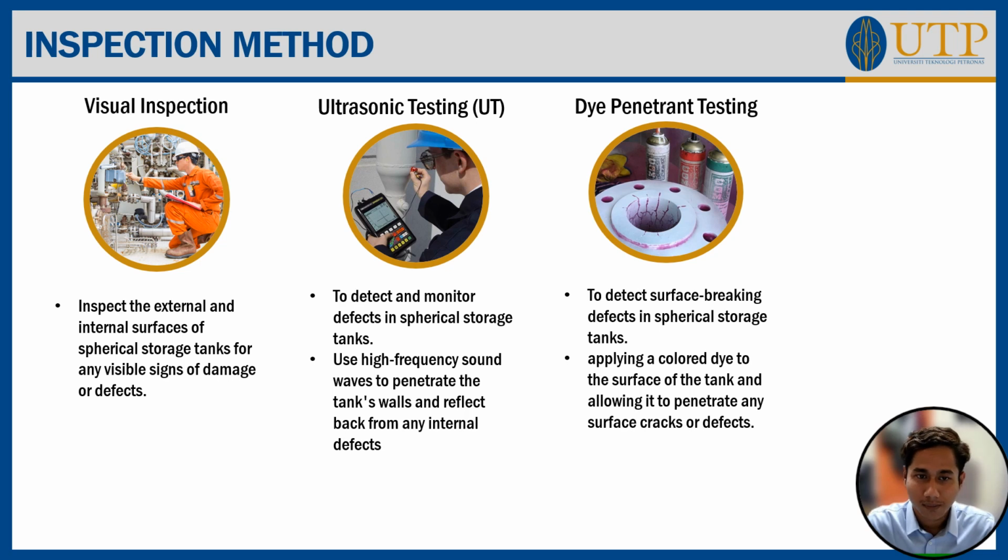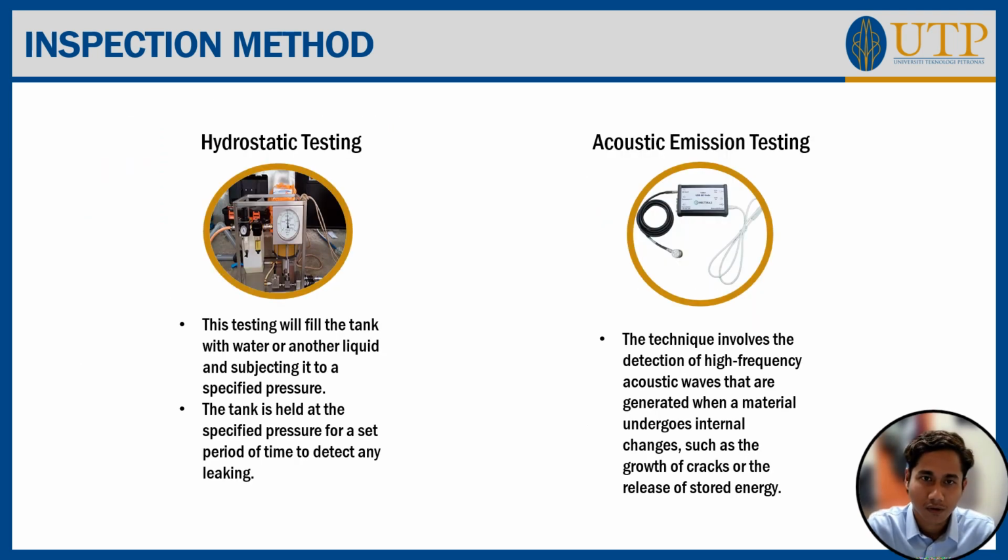So for dye penetrant testing, we usually apply a colored dye to the surface of the tank, allowing it to penetrate any surface openings to detect small cracks or defects that are not visible to the eye. So we move on to the next slide.